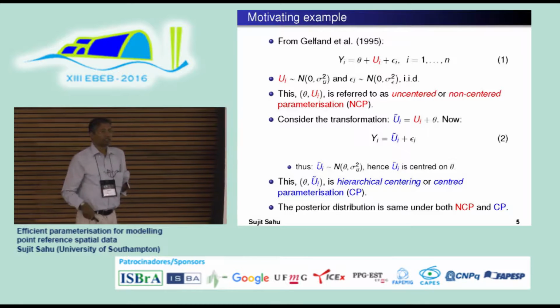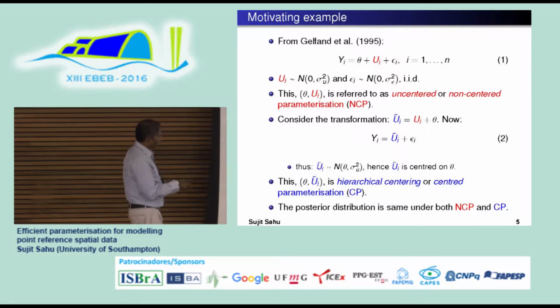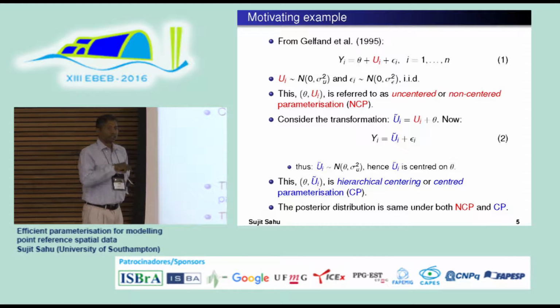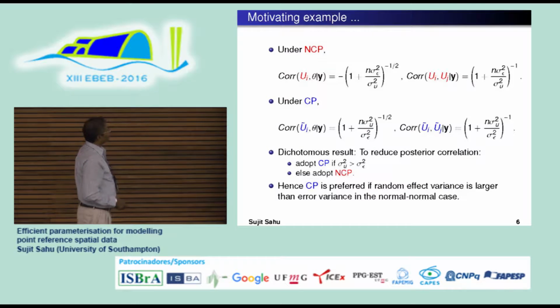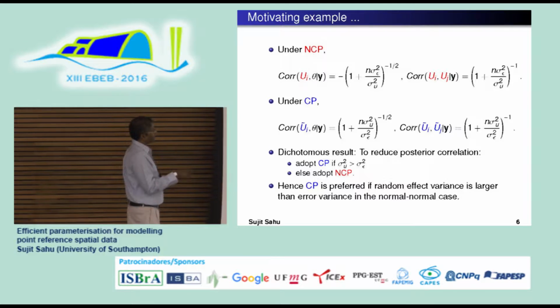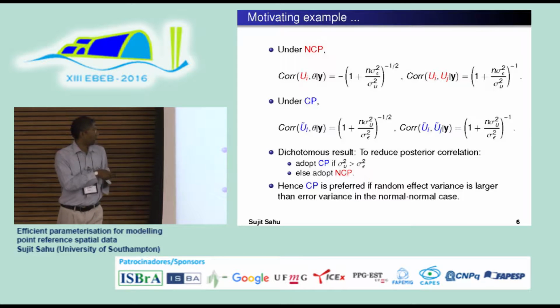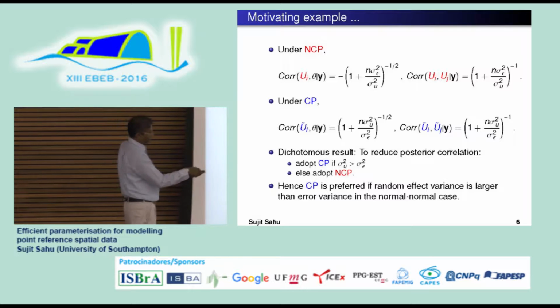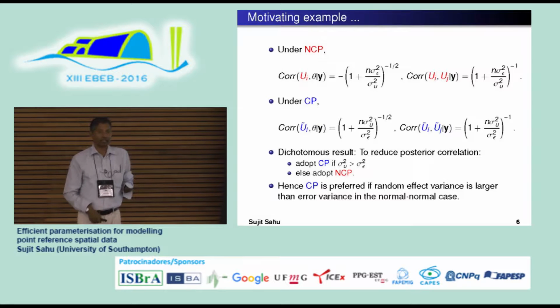The posterior distribution is the same under both NCP and CP. So the posterior inference will not change, but the convergence will change quite a lot. In fact, it is a very important problem, because sometimes in one of the parameterizations you can't achieve convergence, because the rate of convergence will be very close to 1, and I'll demonstrate that. In those PhD days we calculated correlations. We know correlations, like those orange or banana shapes, slow down convergence, and on the basis of correlations we got a dichotomous result: to reduce posterior correlation, adopt the centered parameterization if your random effect variance, sigma squared u, is bigger than the observation variance, sigma squared epsilon, and otherwise adopt NCP. So CP is preferred if the random effect variance is larger than the error variance in the normal case.